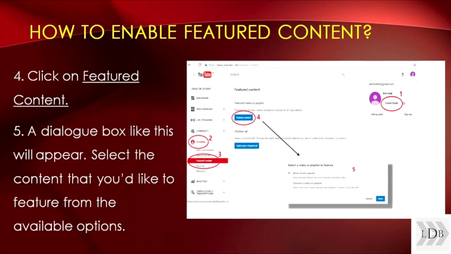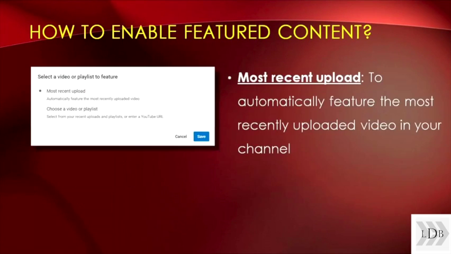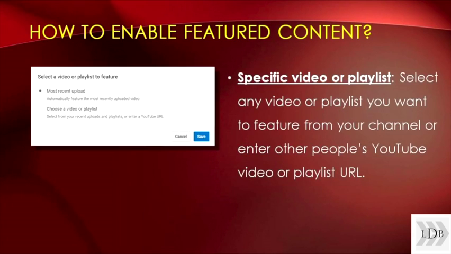Select the content that you'd like to feature from the available options. Let me briefly explain more about the two available options you can select from. Most Recent Upload is where you choose to automatically feature the most recently uploaded video in your channel. This means that YouTube will automatically feature the video that is most recently uploaded in your channel in the featured video slot. On the other hand, specific videos or playlists are where you can select any video or playlist you want to feature from your channel, or you can enter other people's YouTube video or playlist URL.